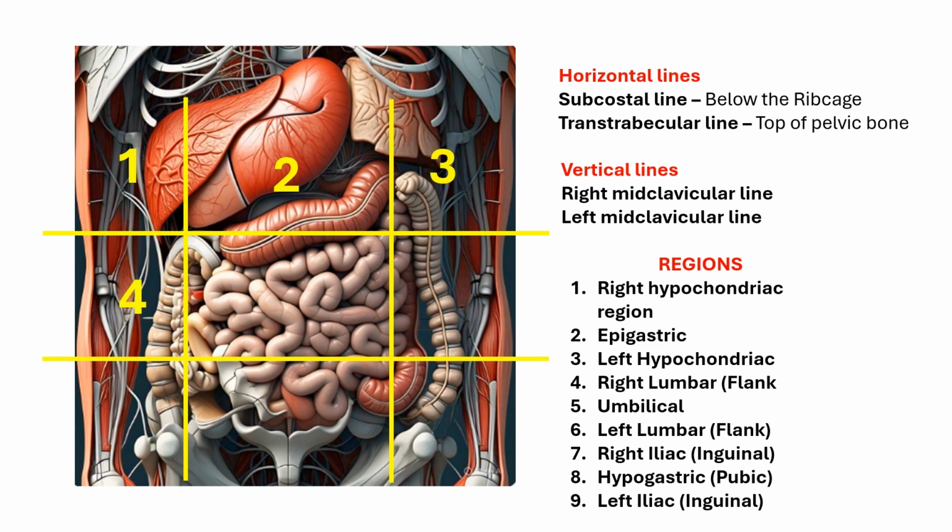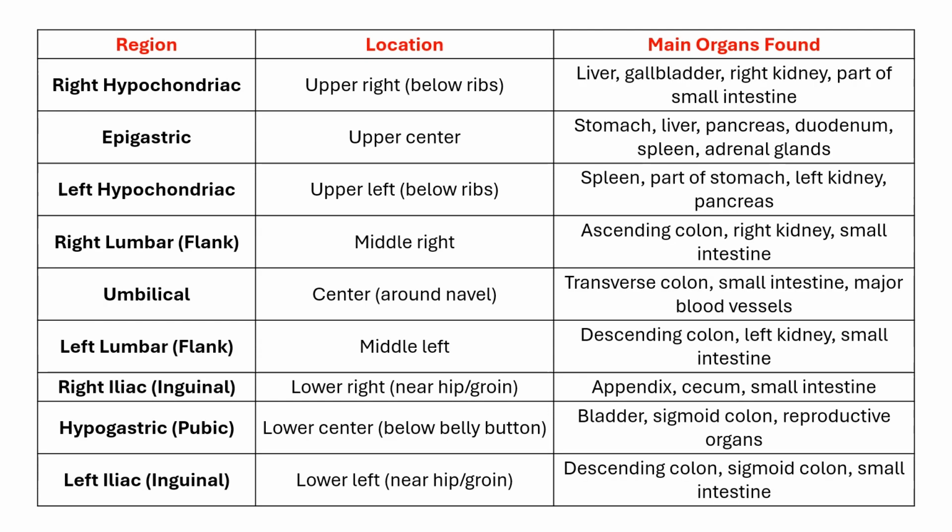Fourth is right lumbar region. Fifth is umbilical region. Sixth is left lumbar region. And 7, 8, 9 are right iliac region, hypogastric region, and left iliac region. This table mentions the regions, their locations, and the main organs found in that specified region. First is right hypochondriac region, that is upper right corner below the ribs. Organs it will accommodate are liver, gallbladder, right kidney, and a small portion of the small intestine.